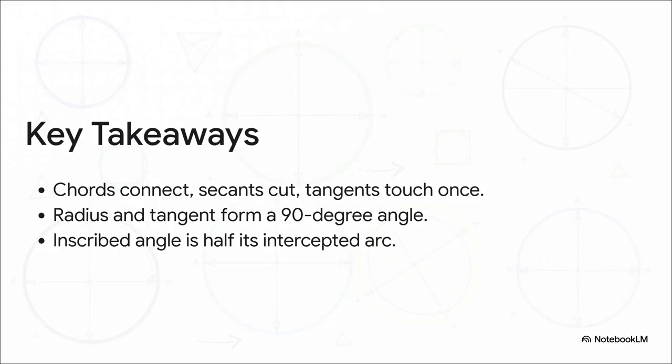So the absolutely crucial points to remember today are captured in these 3 takeaways. First, chords connect points inside, secants cut all the way through, and tangents gracefully touch just once on the outside. Second, a radius and a tangent will always meet at a perfect 90-degree right angle. And third, an inscribed angle is always exactly half the measure of its intercepted arc.